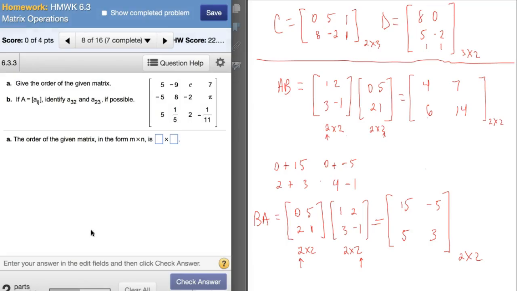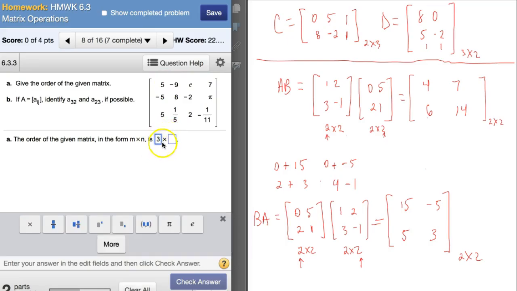All right, so for here, we want to give the order of the matrix, in other words, its dimensions, and then after that, we want to identify what elements are in the locations of A32 and A23. So for this one, we know that we have 1, 2, 3 rows and 1, 2, 3, 4 columns. So this is going to be a 3 by 4 matrix.